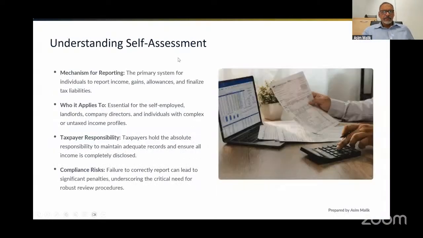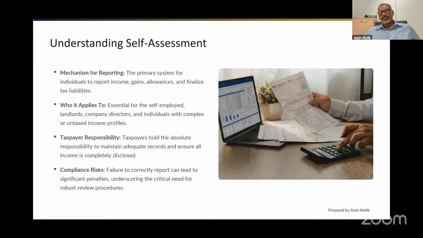Now, basically, like I mentioned, the whole system actually works on self-assessment. The way the self-assessment system works is that it's the taxpayer who's responsible for reporting the income or gain, and he or she will be able to calculate their own taxes and pay those taxes.